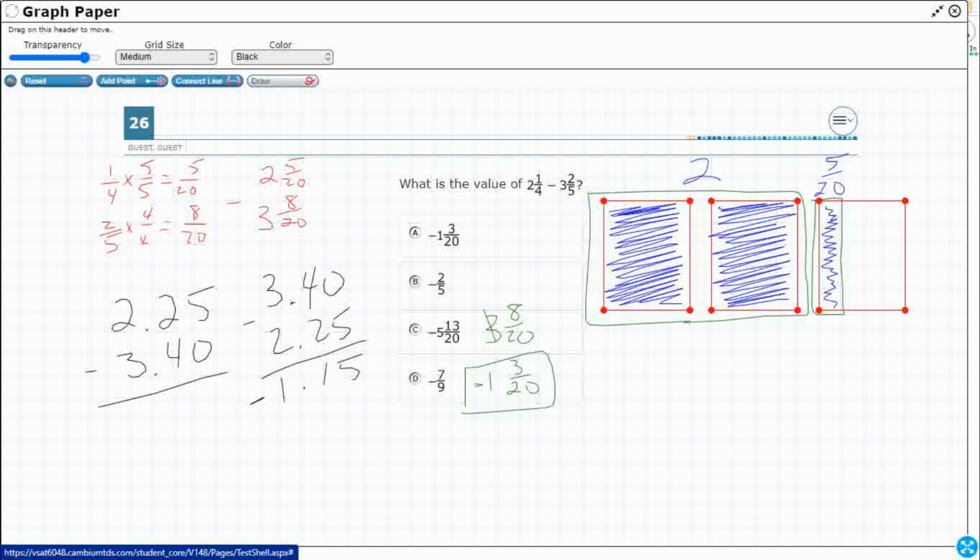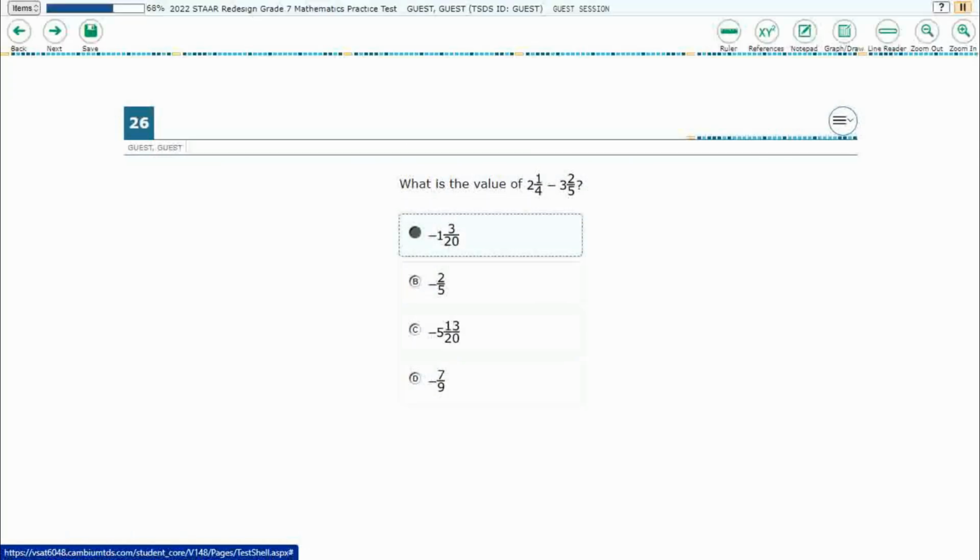Negative 1.15, which is negative 1 15/100, which reduces down to 3/20. If you divide by 5/5, you get your 3/20. So either way, you're looking at A, negative 1 3/20.